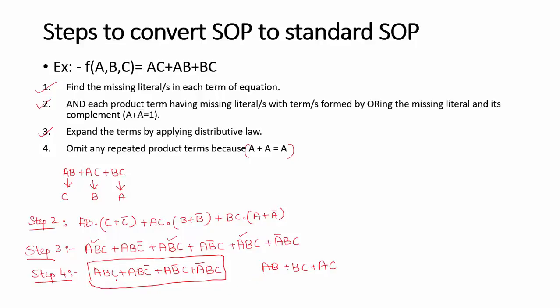So you can see that each term in the canonical form contains all the input variables, that is A, B, C. Next we will see how to convert a product of sum expression into a standard product of sum expression, that is, its canonical form.